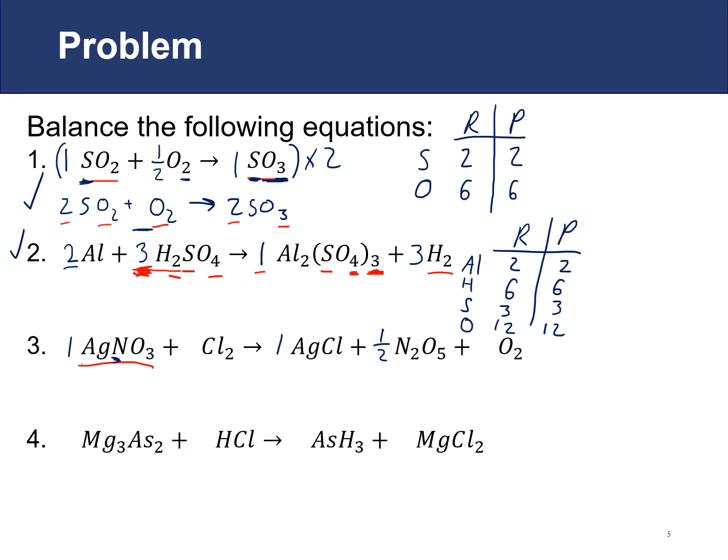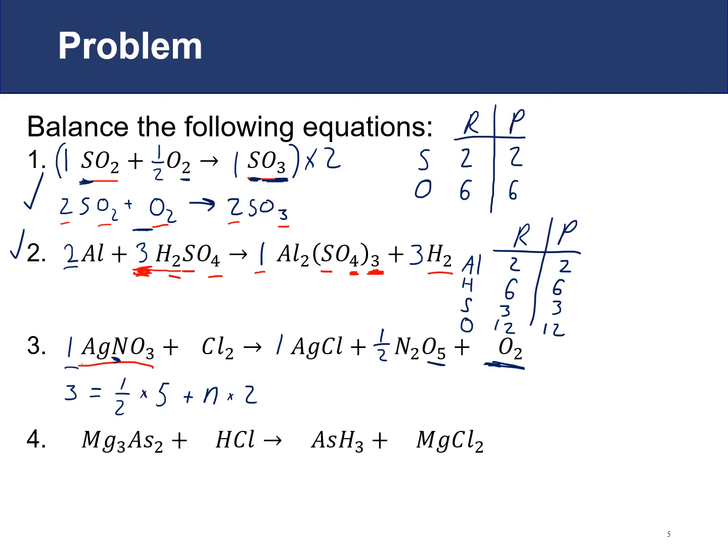The next one is my oxygen. If I have a 1 in front of my AgNO3, then I have 3 oxygen on the left-hand side. Now, because there's multiple different locations, I'm going to write out a mathematical expression to try to figure out what number goes in front of this oxygen. So on the left-hand side, I have 3 oxygen. 3 times 1 is 3. That is equal to 1/2 times the 5 oxygen on the N2O5, 1/2 times 5, plus my number in front of this oxygen, that N times 2.